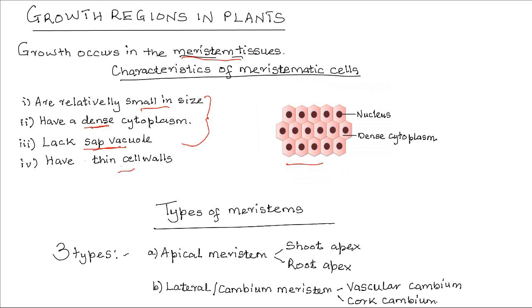So as shown here, meristematic cells occur in groups. They are small in size, they have a dense cytoplasm and a prominent nucleus, and they lack a large vacuole, with their cell walls being thin.